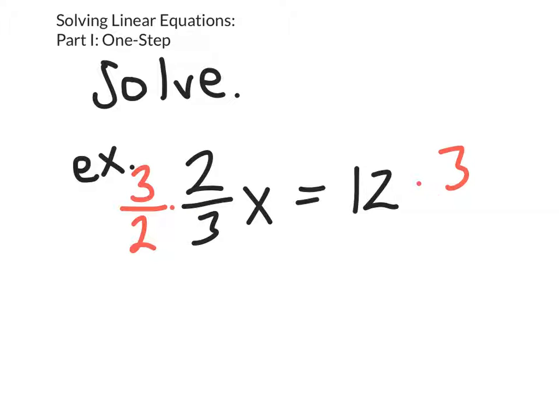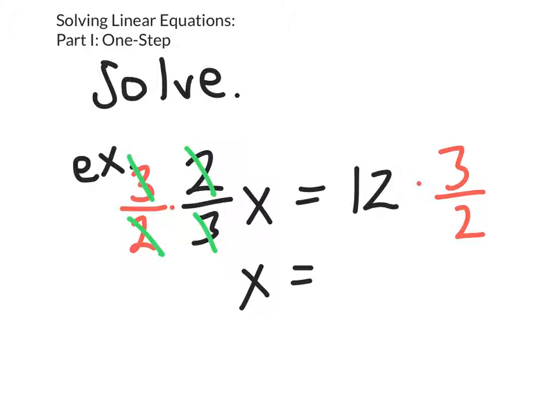So I'm going to go ahead and multiply by 3 over 2 on the other side. On the left-hand side, you will notice that the 3 cancels with the 3, and the 2 cancels with the 2, and thus I have isolated the variable by leaving my x alone all by itself.